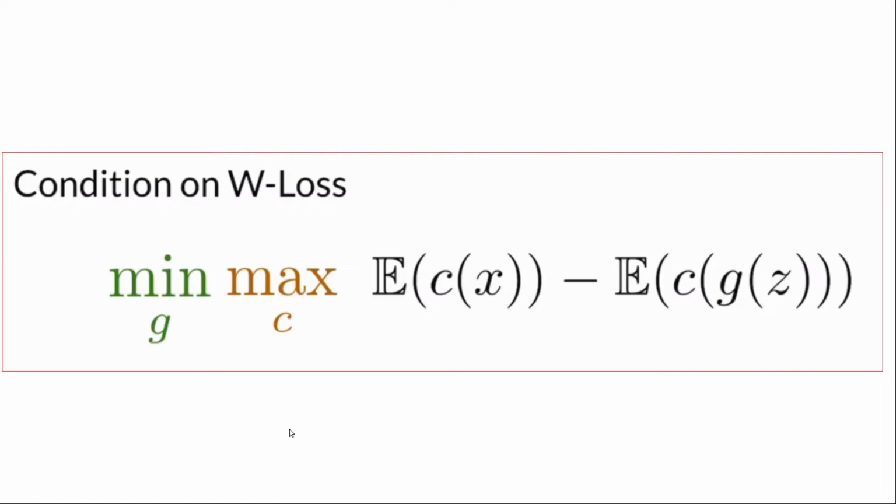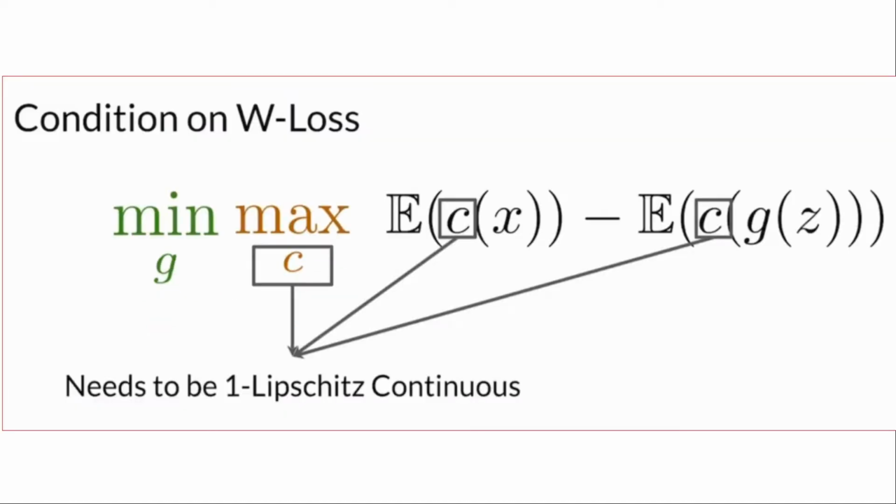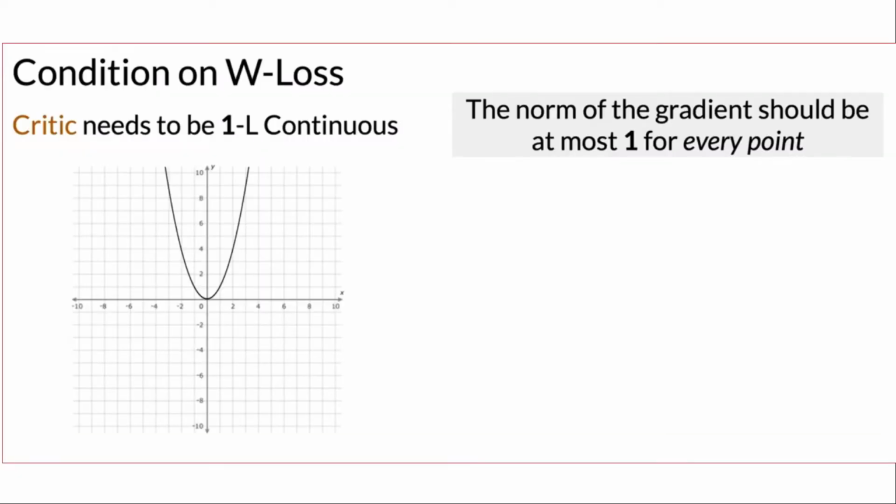However, for training WGANs using W loss, the critic has a special condition. The condition is that the function needs to be something called 1-Lipschitz continuous, or 1-L continuous for short. This condition sounds more sophisticated than it really is, but let's understand what this is. For a function like the critic's neural network to be 1-L continuous, the norm of its gradient needs to be at most 1. What that means is that the slope cannot be greater than 1 at any point. Its gradient cannot be greater than 1.